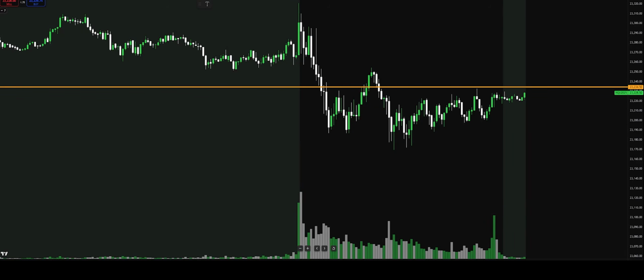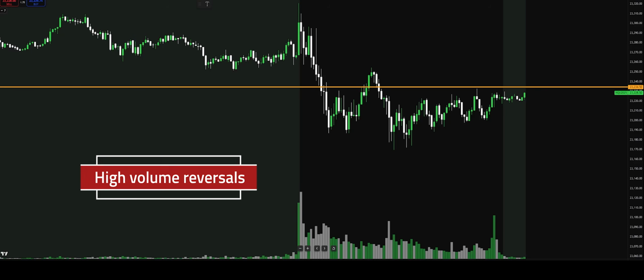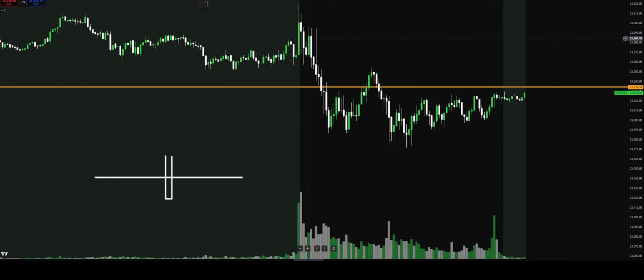Now, I'm going to go ahead and get started with this first example, which is a shorter time frame NASDAQ chart, the 5-minute NASDAQ chart. And in this case, the volume is going to highlight reversal. So you see the market opens and dumps all the way back over.